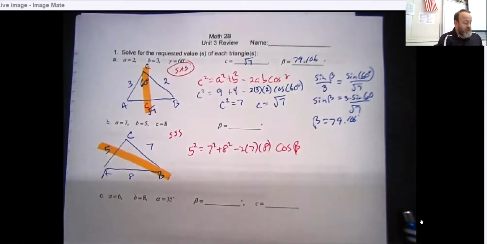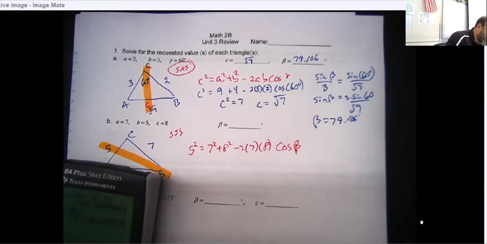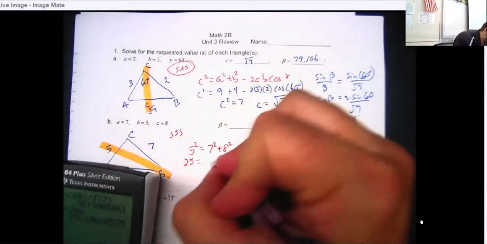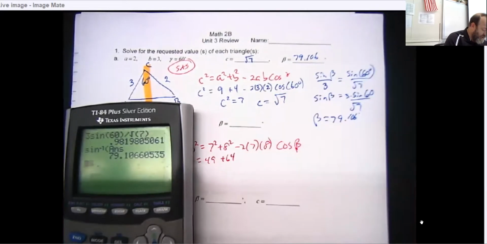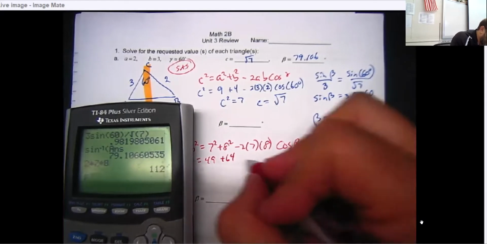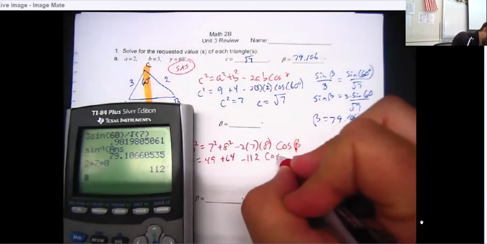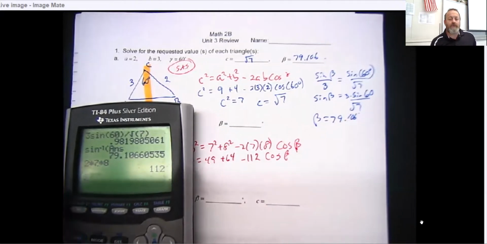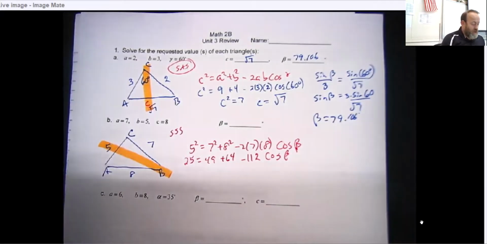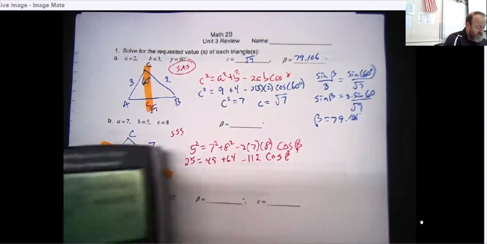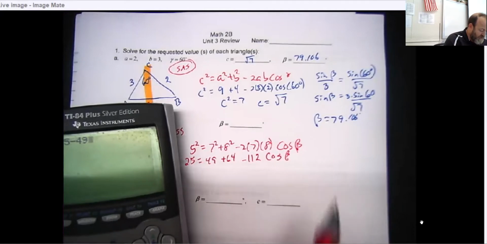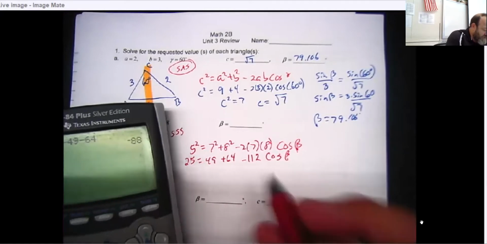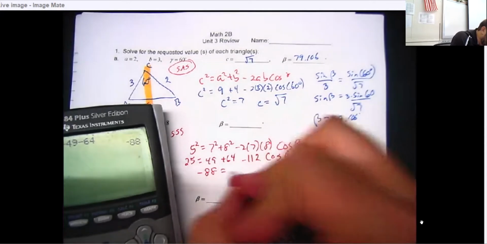Now, I have found that historically a lot of students get themselves into a little bit of hot water here because they make a little bit of a mistake right here. So I'm just going to take 2 times 7 times 8, and I got negative 112 cosine beta. And I'm going to choose to write a few steps that I would not necessarily always do because you can do this problem quicker. But I'm going to take 25 and take away 49 and take away 64. Looks to me like I'm down to negative 88.